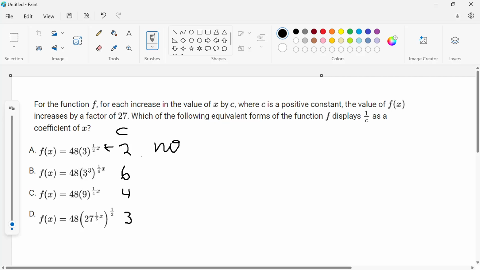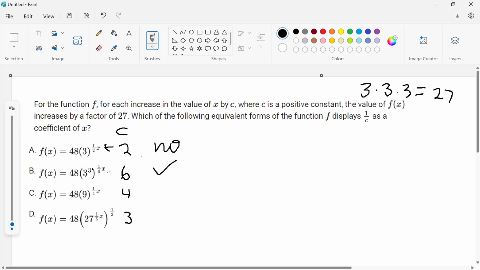This one, 3 to the third power, you can do that on a calculator or just 3 times 3 times 3. That is 27. And so every time this x goes up by 6, 6 times 1/6 is 1, 12 times 1/6 is 2. It's going up by another power of 3 to the third, which is 27. So it keeps going up by factors of 27. So this one looks like it's good, yes.